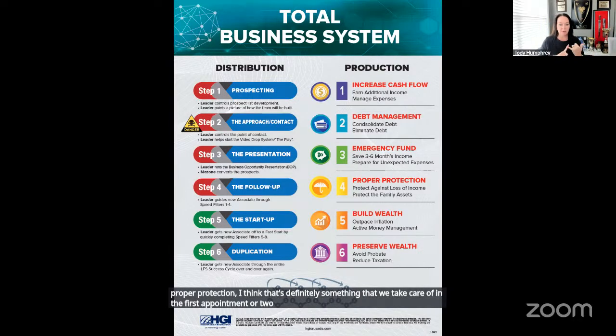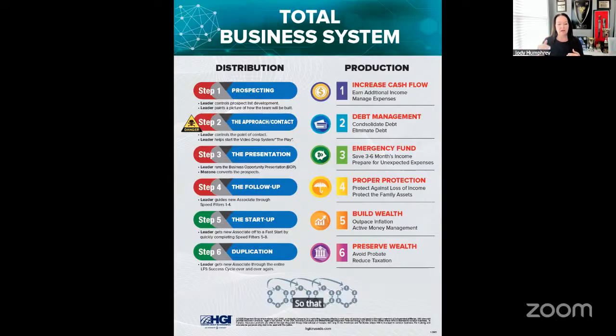Everything else, yes, we want to get out of debt. Yes, we want your emergency fund taken care of. Yes, we want to build your wealth. But if you die tomorrow, everybody's in trouble, right? If you get sick tomorrow, everybody's in trouble. So that's an immediate urgency conversation. Step number 5 is building wealth.